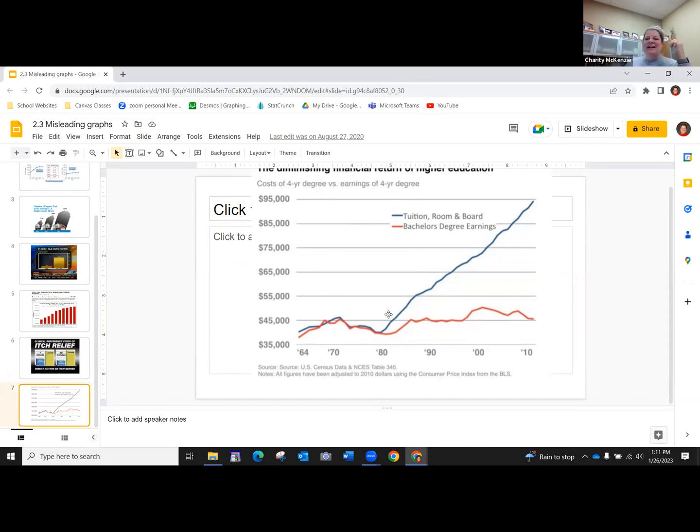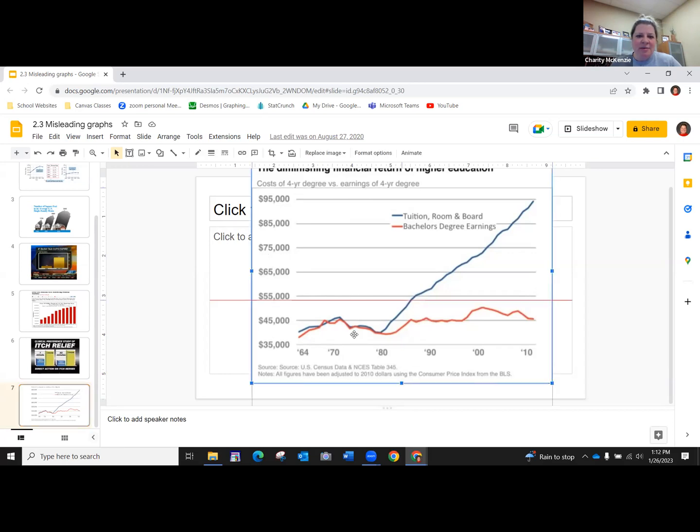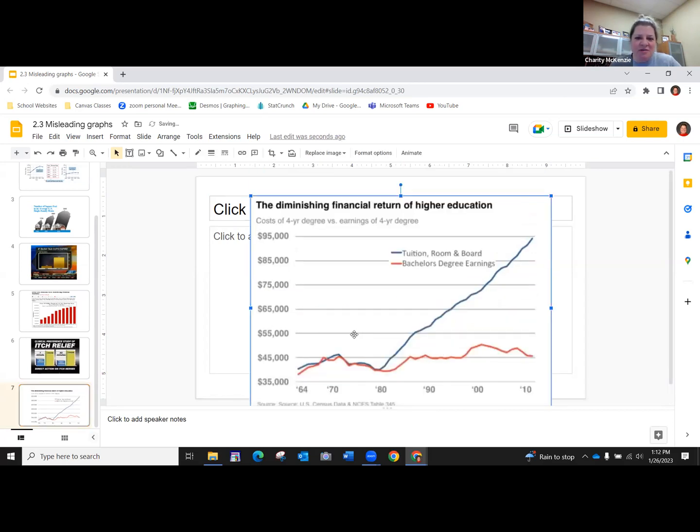I don't know. There were a lot of things that I didn't like about where this information came from, which you don't see. But 35, 45, 55, 65, 75, this goes up pretty well. This doesn't here. I can't remember what else it said on there. Diminishing returns on your four-year degrees.